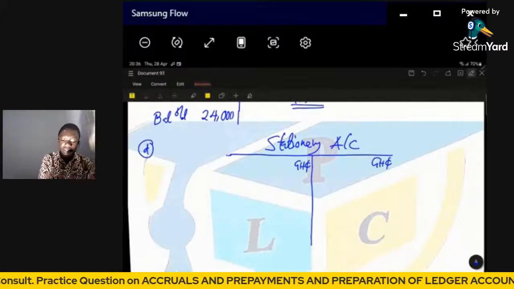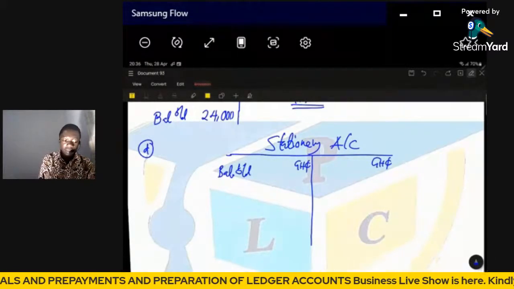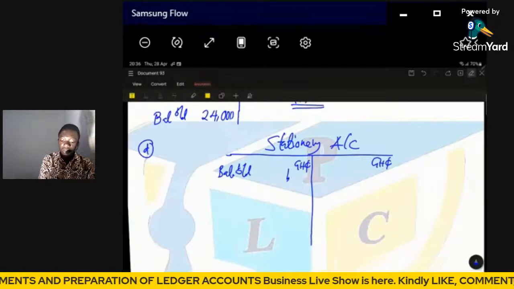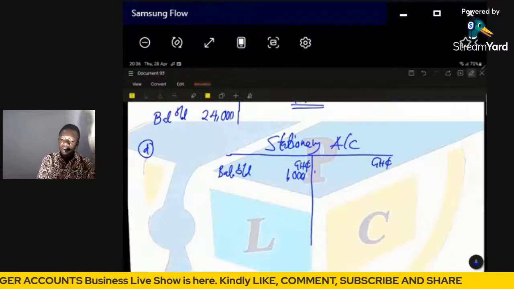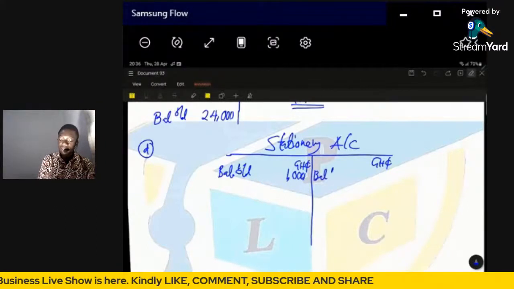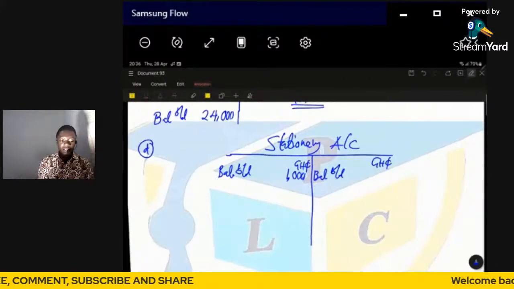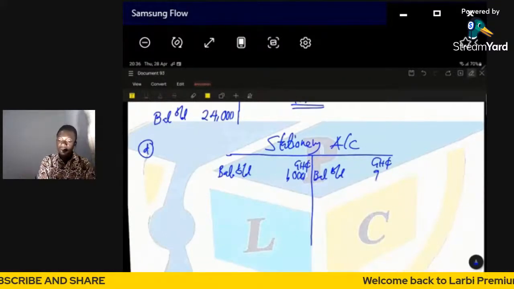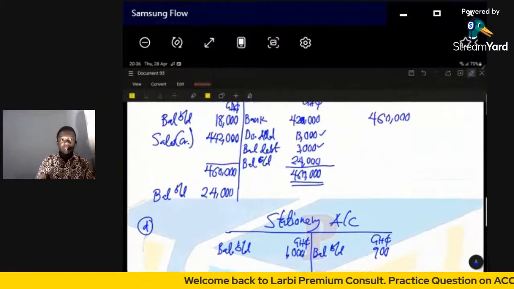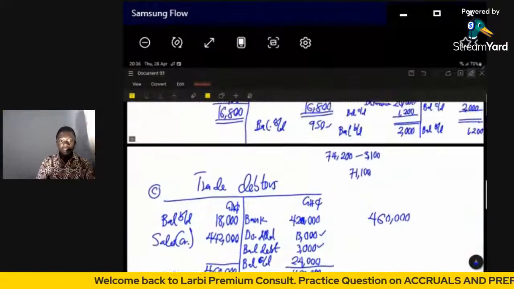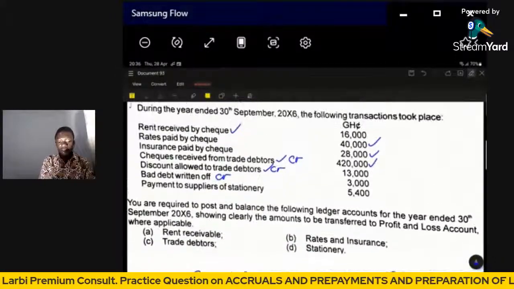So you can say balance brought down, that's the stock, 1,000. And the balance brought down at the credit side should be the amount that Padisco is owing to our suppliers so far as stationery is concerned. That was 900. You record it. And you ask yourself, was there any other information that transpired during the year so far as the stationery account is concerned?